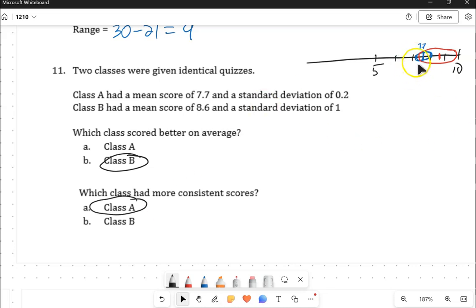Now, if you were in class, which class would you rather have? Would you rather be in a class where it's a little bit lower average but everyone's all bunched up there, or a higher average where there's a chance that you did worse? So there's probably some people in this red class that did worse than people in the blue class, but they also did way better. I don't know, it depends.